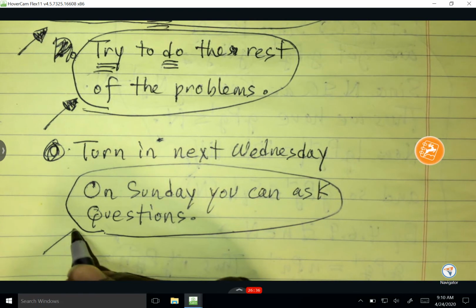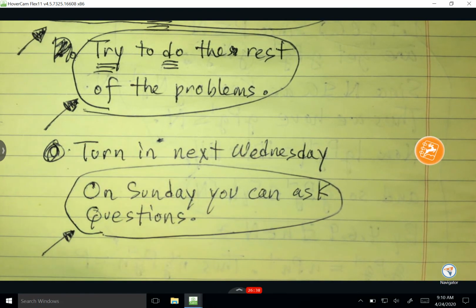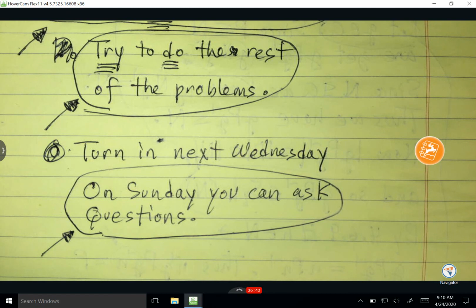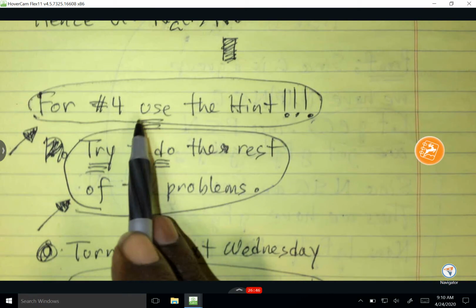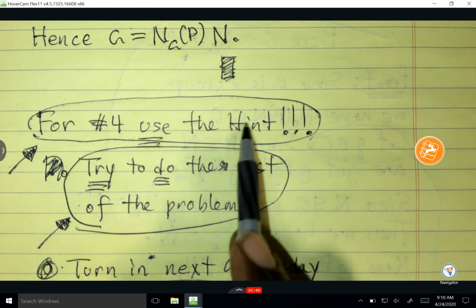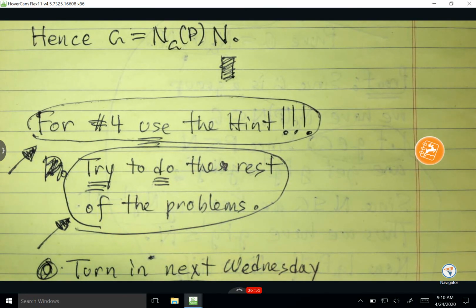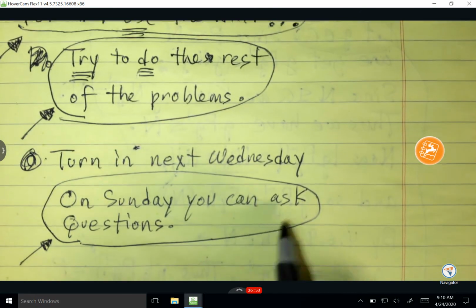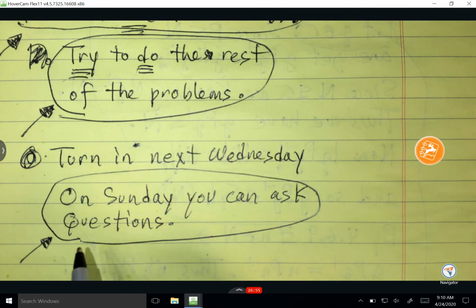Okay, so give yourself 2 days to try it again. Today's Friday, tomorrow's Saturday. Give yourself those 2 days to try it again. Okay, so try number 4. Use the hint. Try it again. Okay? And on Sunday, then you can start to ask questions again. But give yourself 2 days to try them again. Okay. With that being said, have fun and keep doing your homework, because that's what it's all about.